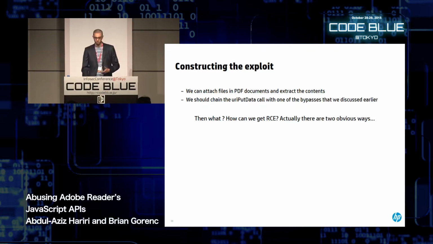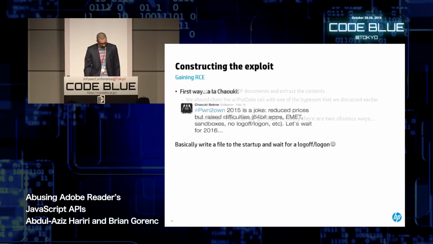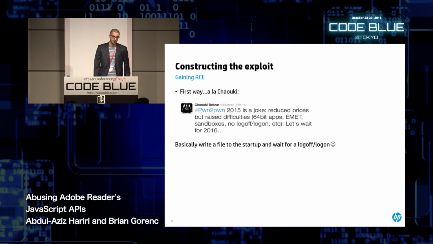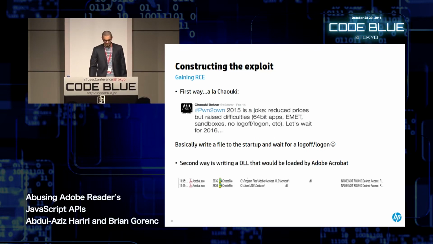Basically, there are two methods to do that. The first method, which we call the Startup method, is basically dumping a file on the startup of the profile. So you would need the target to log off and log in to get your code executed, or reboot the box or anything like that. And the second method is basically dumping a DLL and waiting for Acrobat to actually load that DLL. And we were able to achieve that one.